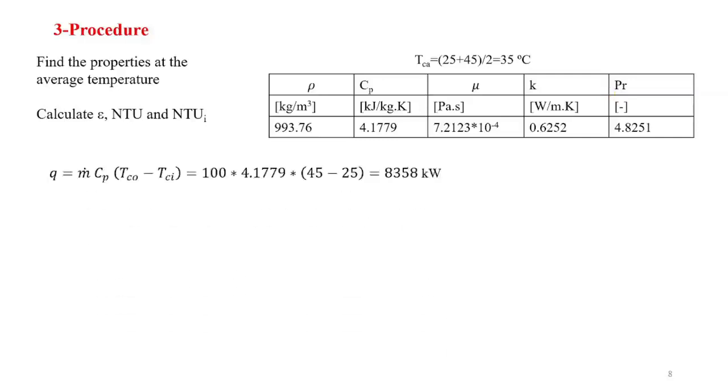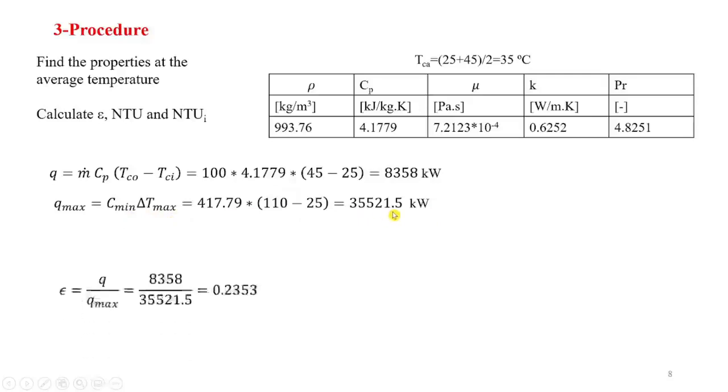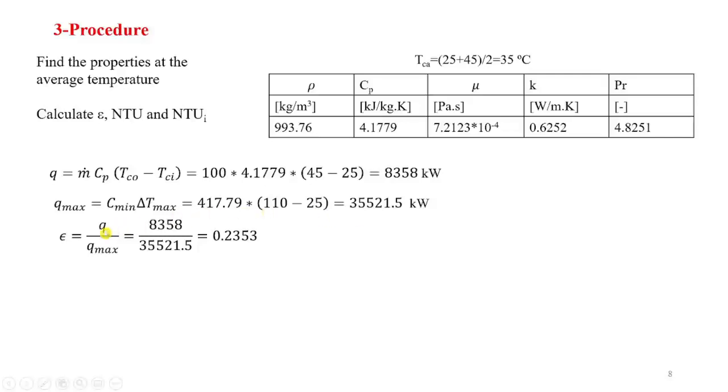Since we know the mass flow rate of the water, the specific heat of water, and the temperature difference, we can calculate Q, the amount of heat, which is going to be 8358 kilowatt. We can also calculate Q max, which is C min multiplied by delta T max, and it gives us 35,521.5 kilowatt. If you divide the heat rate by the maximum heat rate, you get the effectiveness, which is 0.2353.